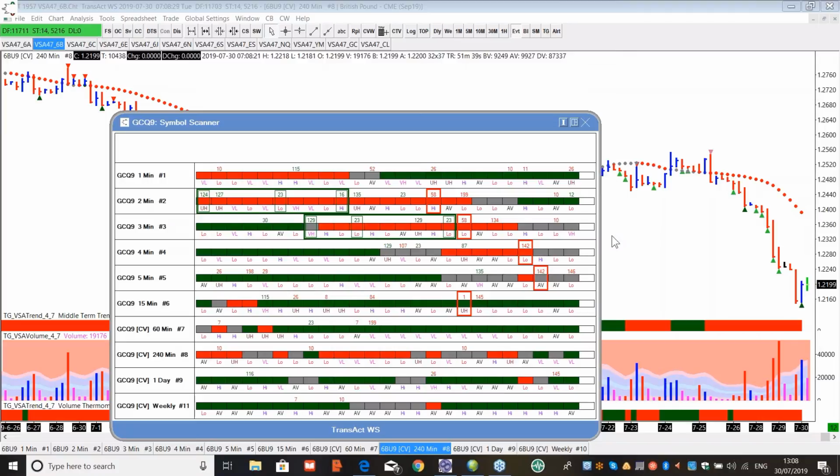Okay, so when you hear that bell in the background, that is our technology, for those of you that are new, alerting us to a potential trade setup. Now, GBP and the Euro have just come up with the same setup, which I'll show you in a minute.